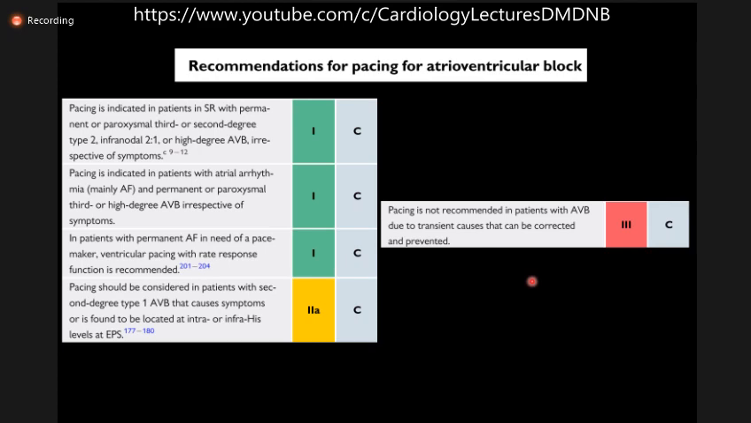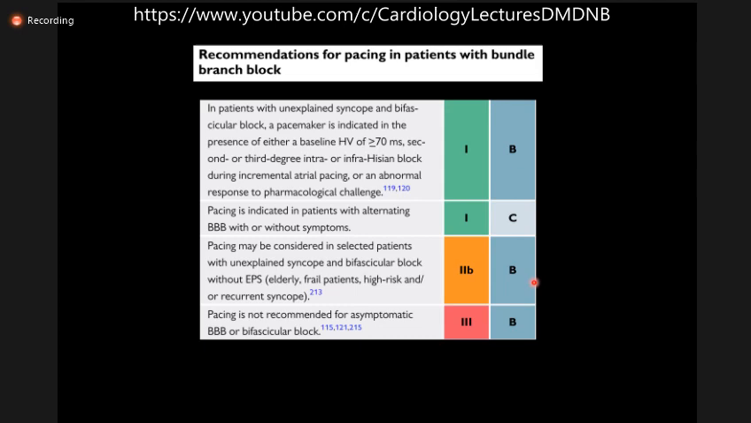What about recommendations in the ESC guidelines for pacing in patients with bundle branch blocks? In patients who present with unexplained syncope and, let's say, a bifascicular block, if there is additional data that the patient has a baseline HV interval of more than 70 milliseconds, or a second or third degree intra-Hisian block during incremental atrial pacing, or an abnormal response to pharmacological challenge.